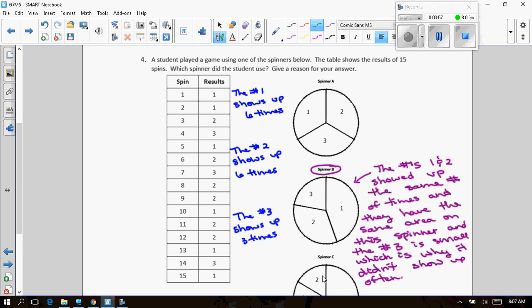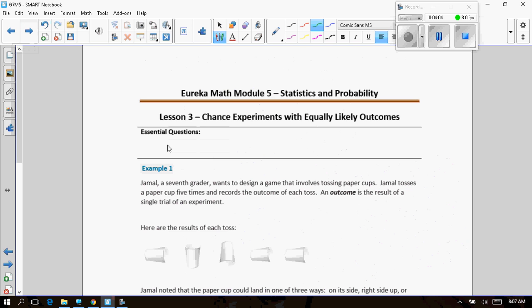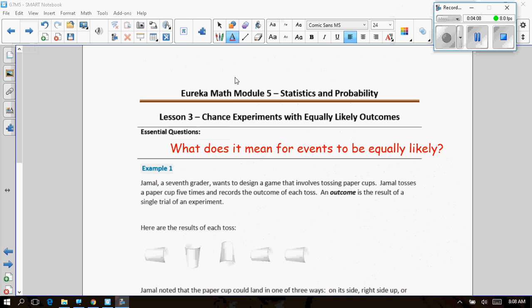All right, I will check that with you guys when I come back to school on Monday. Let's jump over to page 18. Let's start our lesson. So there's our EQ. What does it mean for events to be equally likely? Go ahead, pause the video so that you can get down that EQ.